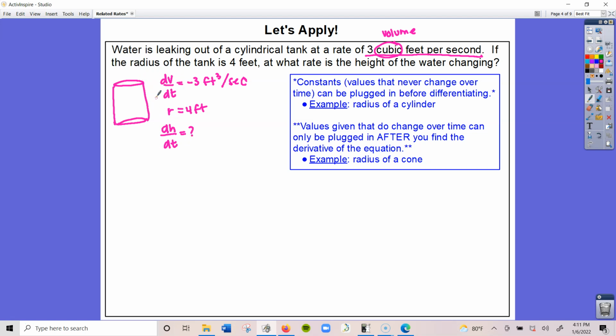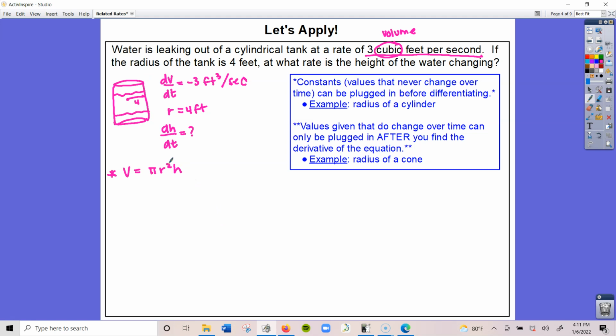Now, because I was given dV/dt of the cylinder, I'm going to have to use the equation for volume of a cylinder. The volume of a cylinder is V equals pi r squared h. Now you see here how I have two variables. However, in a cylinder, no matter where my water is, the radius is 4, because the radius of a cylinder stays constant no matter where the water is in the cylinder.